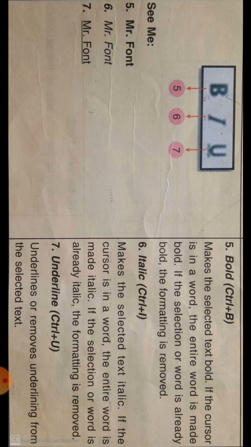Tool 6, italic. Shortcut key of this tool is Ctrl I. It makes the selected text italic. If the cursor is in a word, the entire word is made italic. If the selection or word is already italic, the formatting is removed.